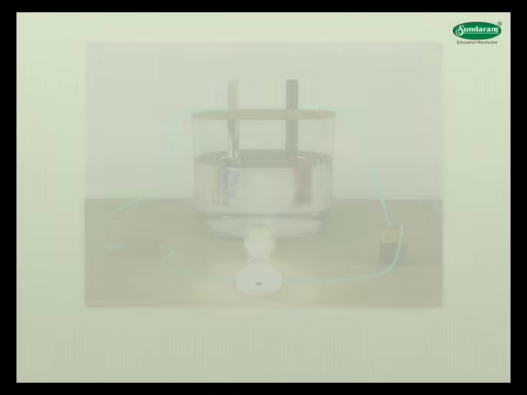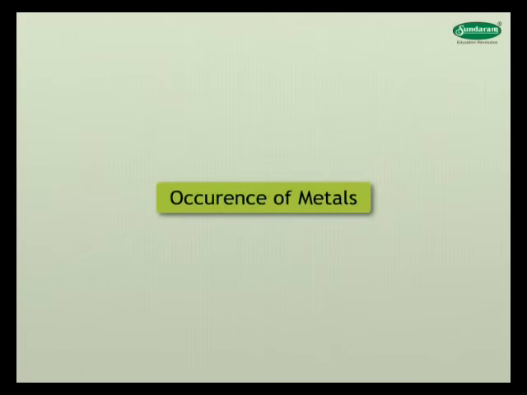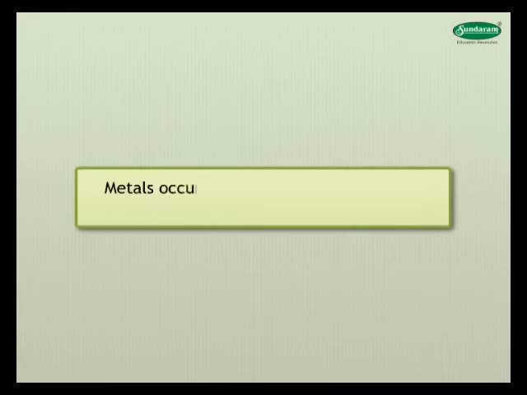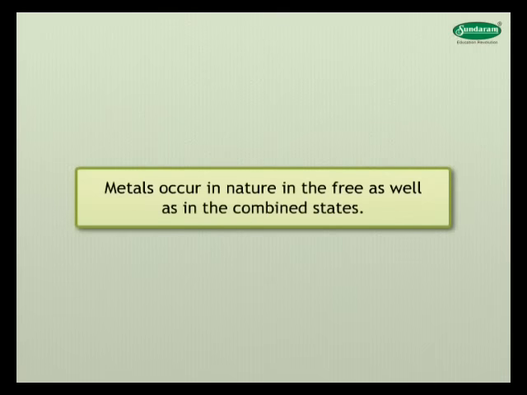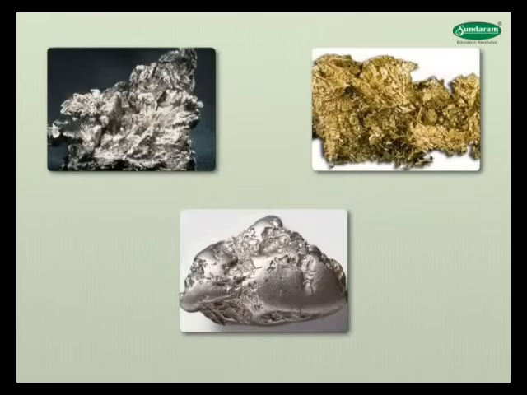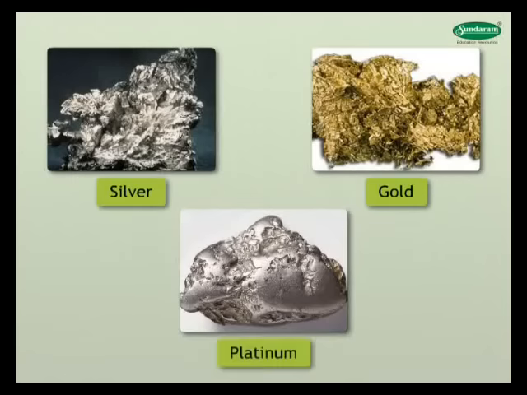Let us move to the next topic, occurrence of metals. Metals occur in nature in the free as well as in the combined states. The most unreactive metals, that is, which are not affected by air and water, example silver, gold and platinum, are generally found in free or native state.